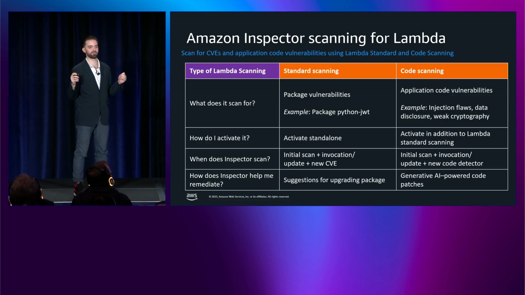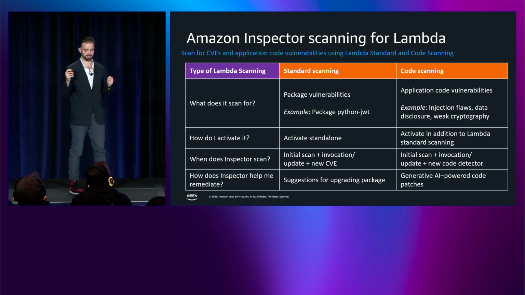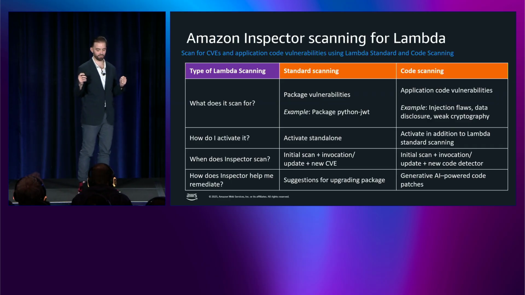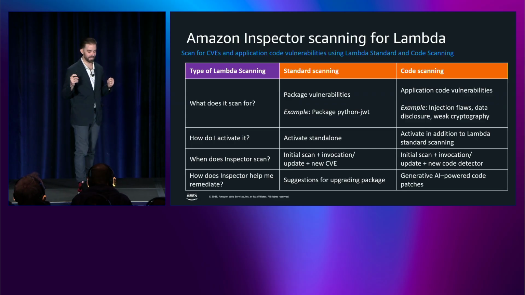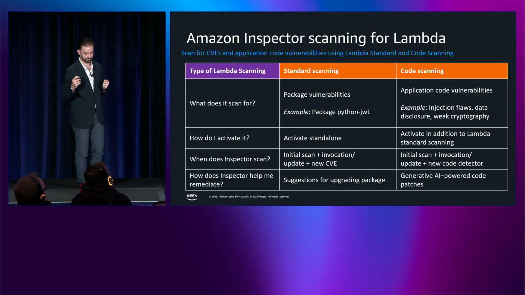And standard scanning is going to work similarly to VM scanning, where we're looking at those packages and we are cutting findings for those CVEs. Code scanning is actually going to analyze that code, and it's going to look for things like injection flaws, data disclosure, or weak cryptography. As Rick mentioned, with our continuous scanning approach, we're going to be scanning when new resources, or in this case functions, are detected, new versions are published of the Lambdas, or when we have new information in our database that tells us that we should reevaluate those Lambda functions.